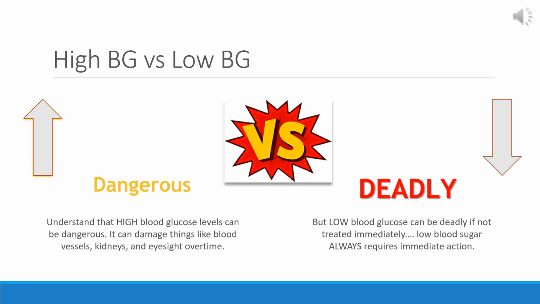But understand that high blood glucose levels can be dangerous. It can damage things like blood vessels, kidneys, and eyesight over time. But low blood glucose can be deadly if not treated immediately. Low blood sugar always requires immediate action.